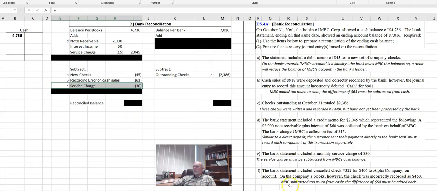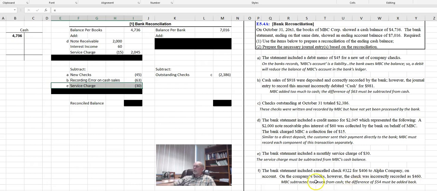Item F, the bank statement included a canceled check number 322 for $406 to Alpha Company on account. On the company's books, however, meaning us, the check was incorrectly recorded as $460. So again, this is a transposition error. The difference between the $460 and the $406 is $54, which is divisible by 9.